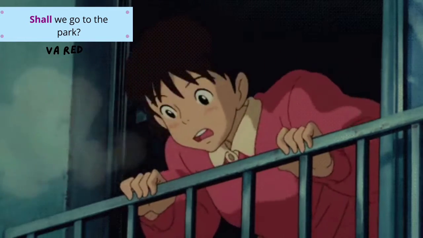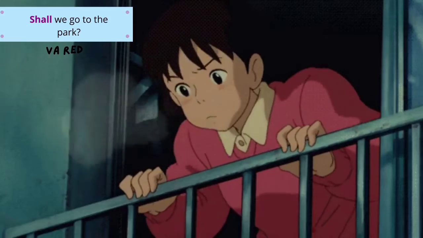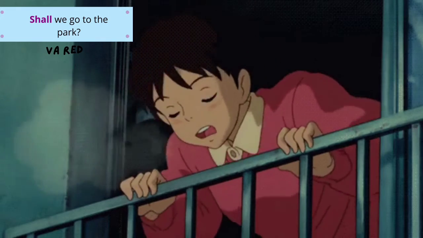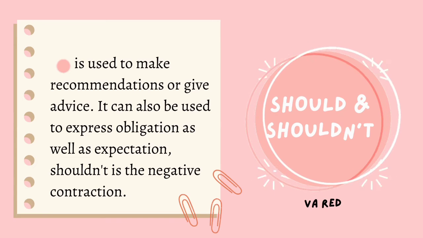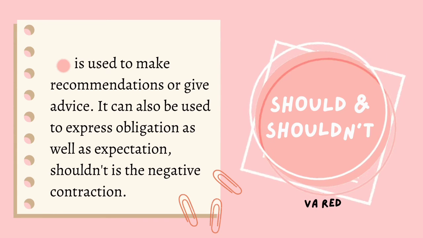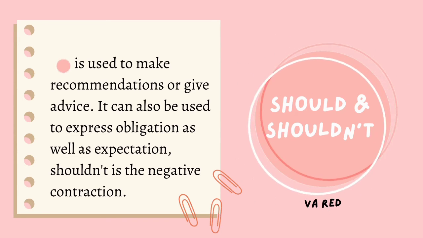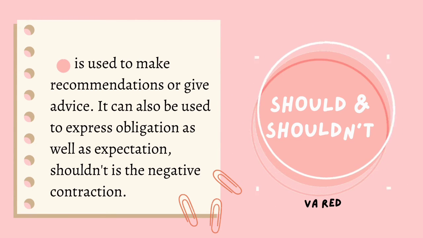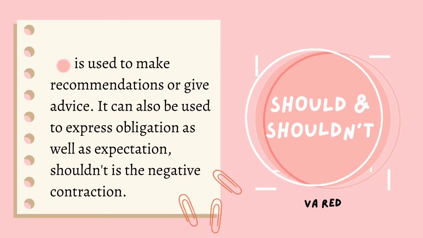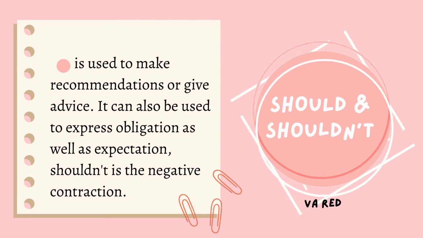Shall we go to the park? Shall here is to express suggestion. Should is used to make recommendations or give advice. It can also be used to express obligation as well as expectation. Shouldn't is the negative contraction of should.